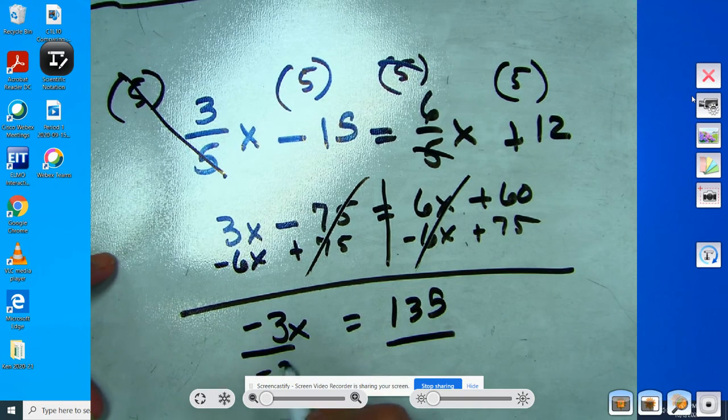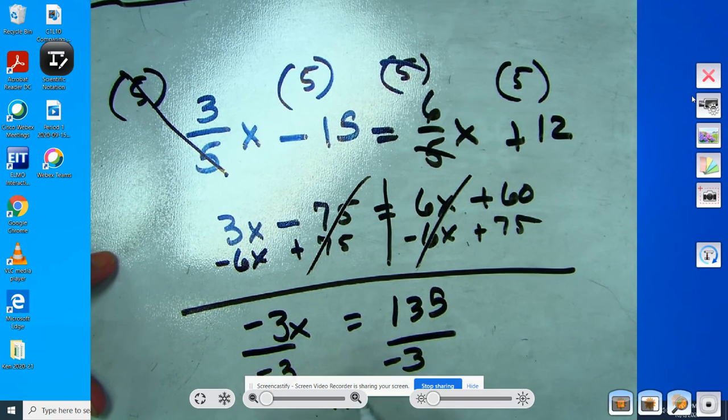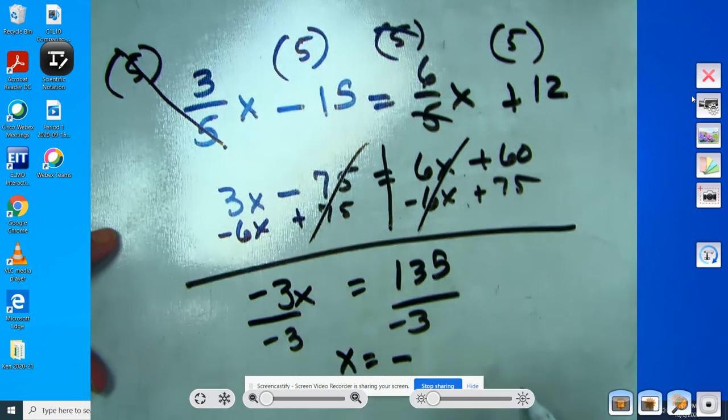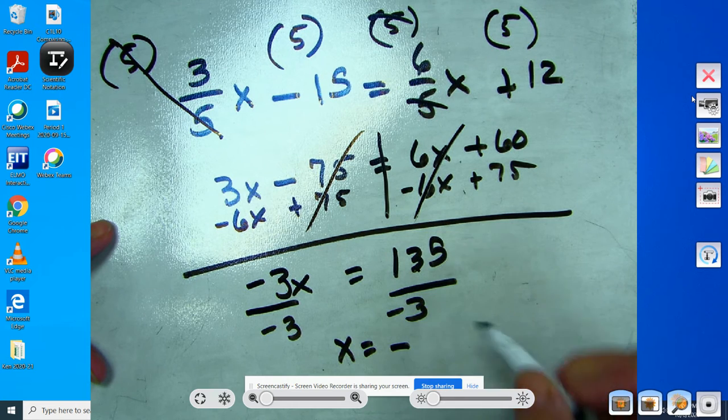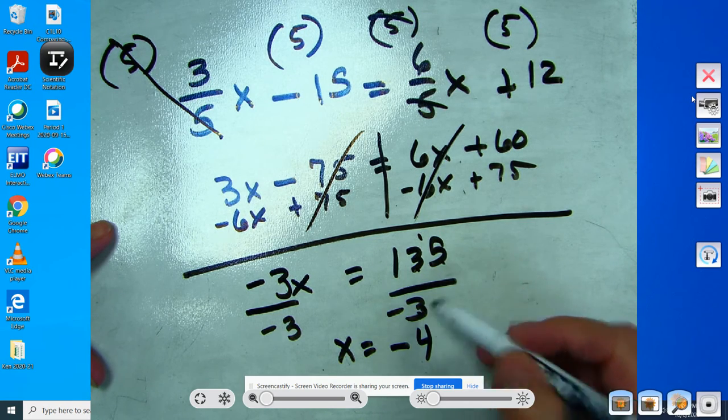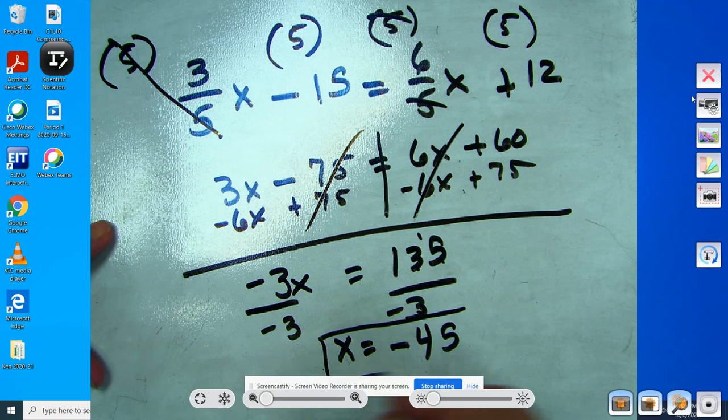Divide both sides by negative 3, and x equals. Positive divided by a negative is a negative. 13 divided by 3 is 4, which is 12, with 1 left over. 15 divided by 3 is 5, and your answer is negative 45. Think you got it? Let's try one more.